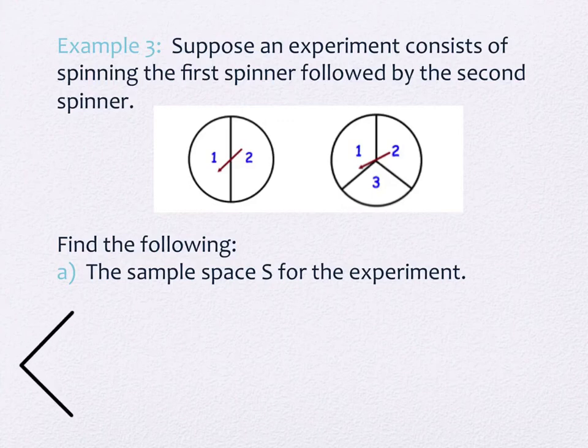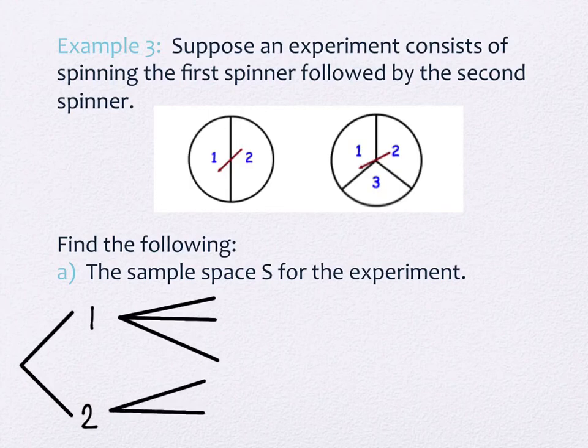So the tree diagram would show what happens when I spin the first spinner. And if I spin the first spinner, I get a 1 or a 2, right? There's 2 branches because there's 2 outcomes. But how many outcomes are there when I spin my second spinner? There's 3. So the branches extending off of this now have 3 outcome options. And they are 1, 2, and 3. So I have 1, 2, 3, 1, 2, 3.